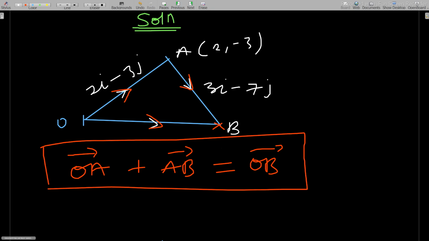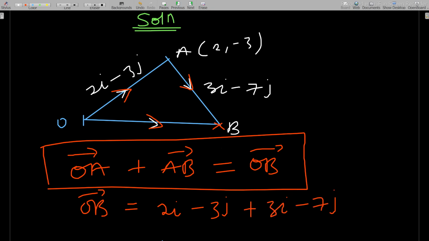It means if I'm to find my vector, then OB will be equal to simply OA, which is given as 2i minus 3j, plus AB, which is also given as 3i minus 7j. So you add them component-wise. So I take OB, then it will be equal to, you add the i's to get 5i, then minus 3 minus 7, so I have minus 10j. Sorry, the j should be a small j. So these are what we have here to be our OB.